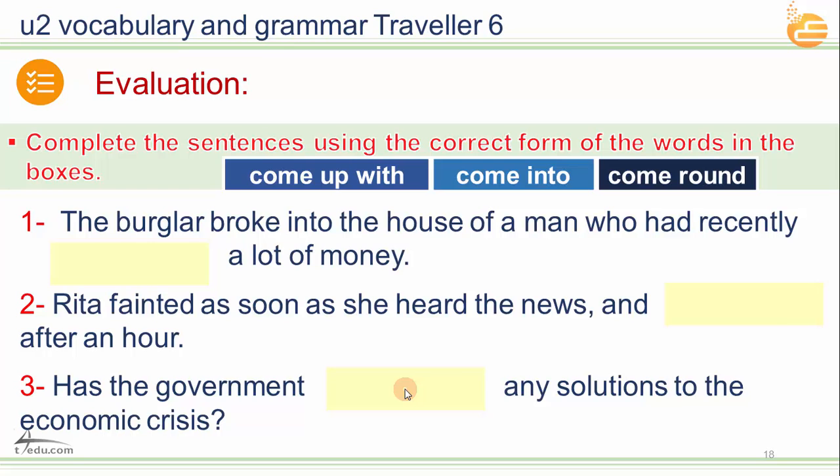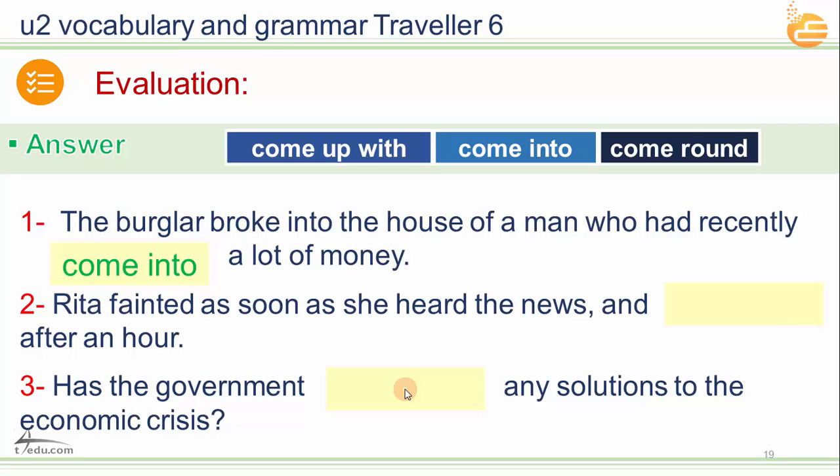So the first one, came into a lot of money, it means he inherited a lot of money. And came round means she went back to being conscious because she had fainted, she was dizzy. And finally, of course, has the government come up with any solutions to the economic crisis?